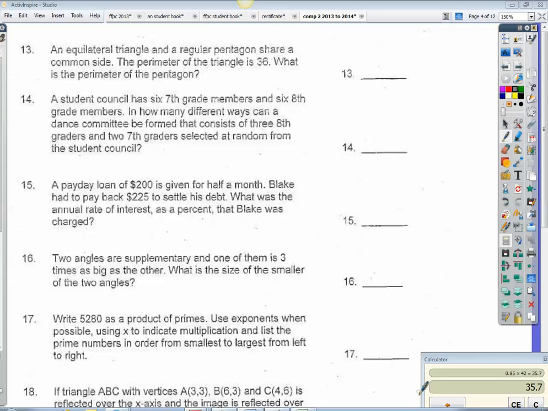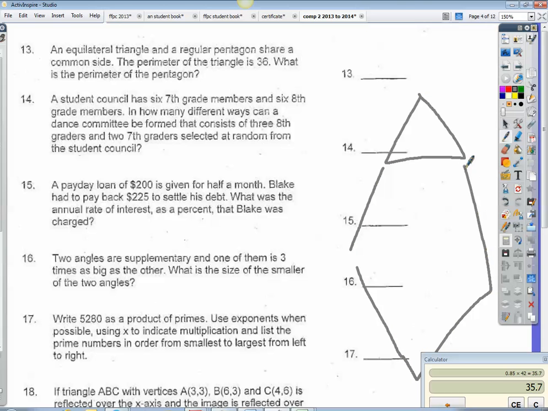All right, so here we go. Number 13, an equilateral triangle and a pentagon share a common side. It's not the prettiest thing in the world, but we'll survive. What is the perimeter? Okay, the perimeter of the triangle is 36. So that means 36 divided by 3 is 12. So what is the perimeter of the pentagon? Well, just 12 times 5, folks, which is 60.